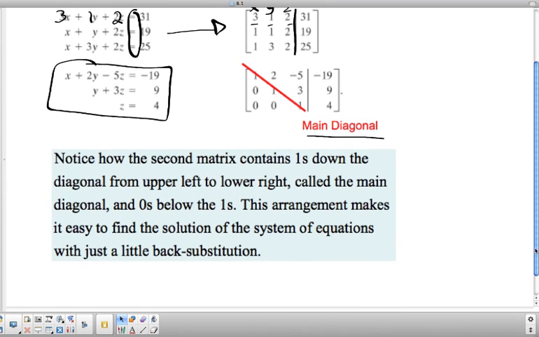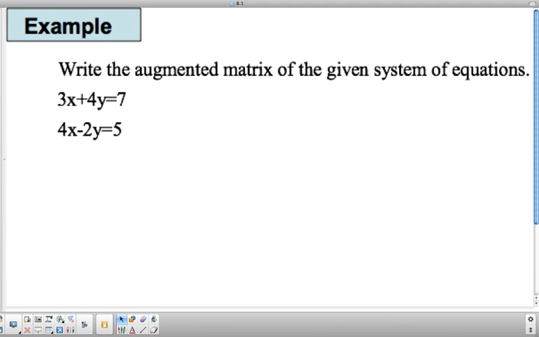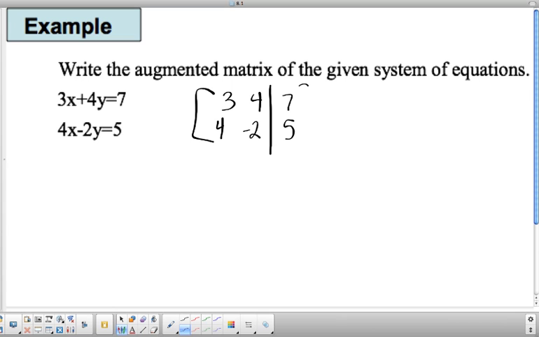So this arrangement, that's the key thing here. This arrangement makes it easy to find the solution to the system of equations. So we're going to work up to that. So let's take a look at the first example. We're going to first start simple: write the augmented matrix. The augmented matrix of this system would be 3, 4, 7, 4, -2, 5. And of course -2, because it's subtract 2y, which is the same as adding a -2y. That's my augmented matrix. Very simple.